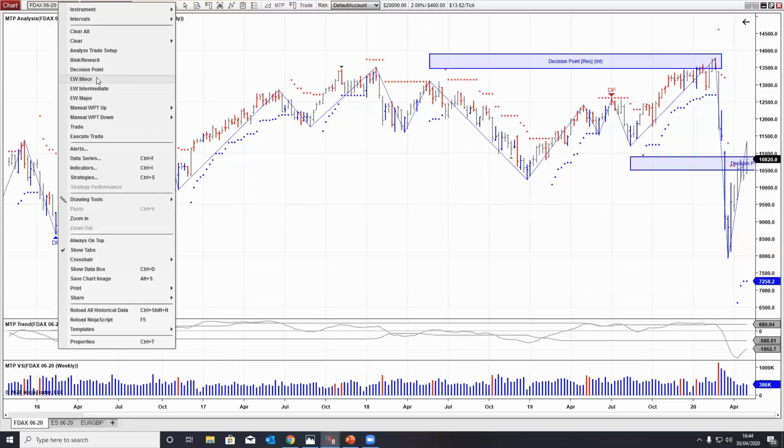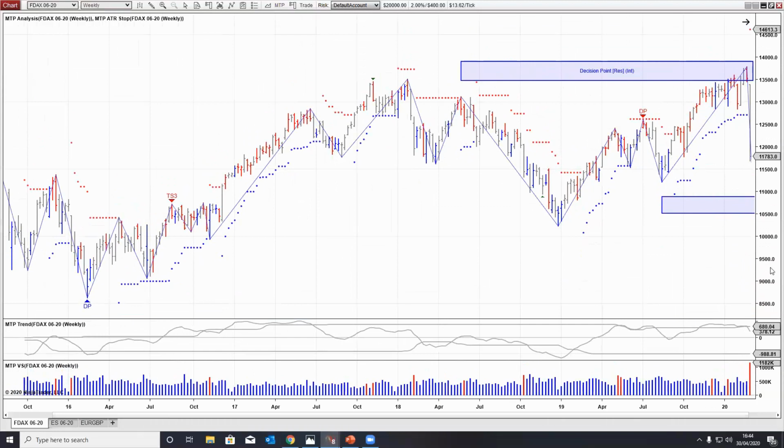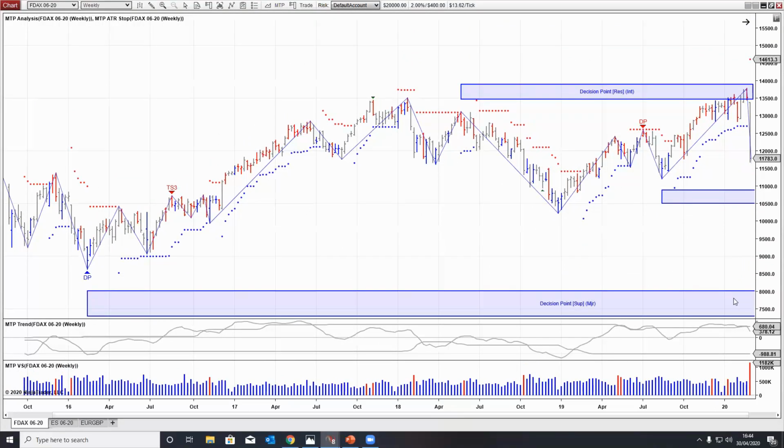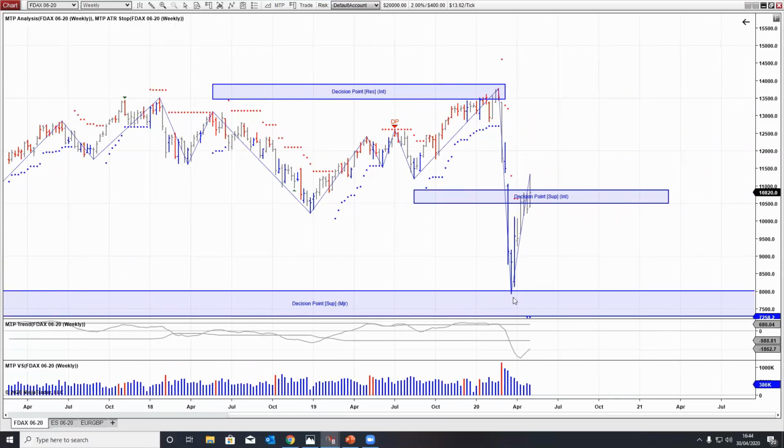And again, this would have been on the chart in advance, okay? So when you're right up here, this support zone would have been on the chart in advance. And if we look at the DAX, that's what it's done. Bang, right down to that support zone, and that is the rally we've had off that support zone.